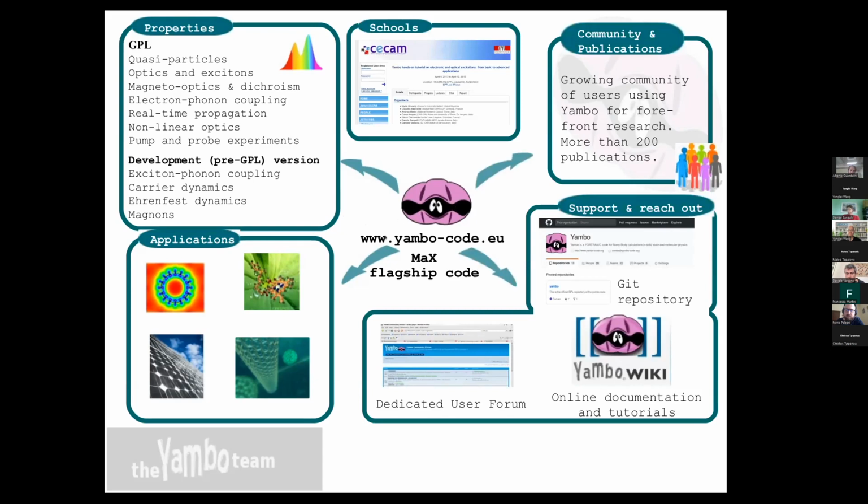You can find all the information on the website, which you see here in the center. Beyond the website, we also have some material available online. There is a wiki with tutorials. There is a forum where you can register and ask questions to the Yambo team. There is a repository hosted on GitHub from which you can download the source. And we also periodically organize schools like this one, or even other schools which are more focused on the Yambo code itself, where you can see in more detail what the code can do.